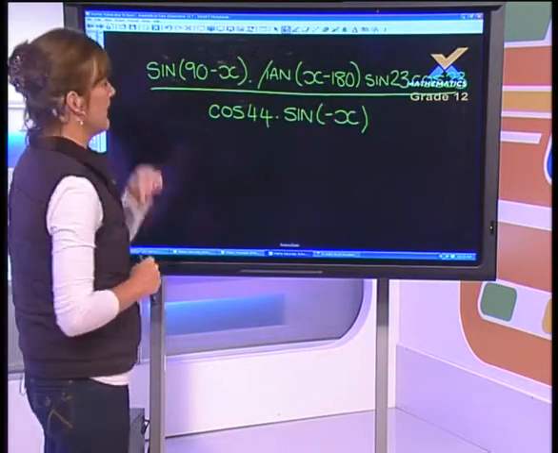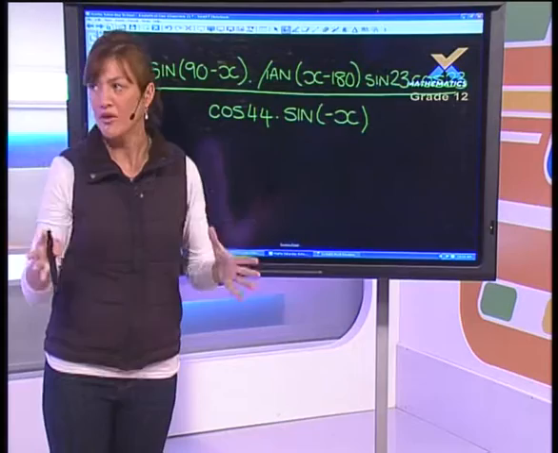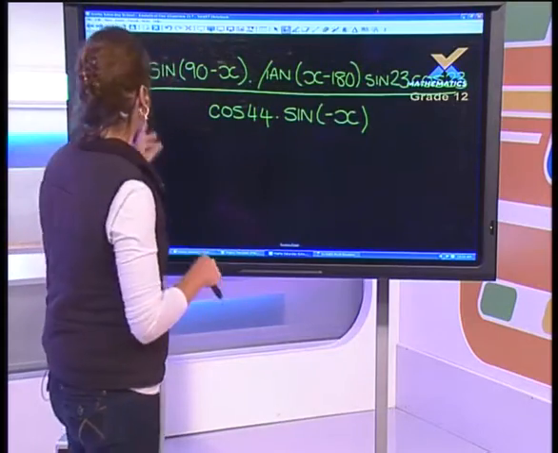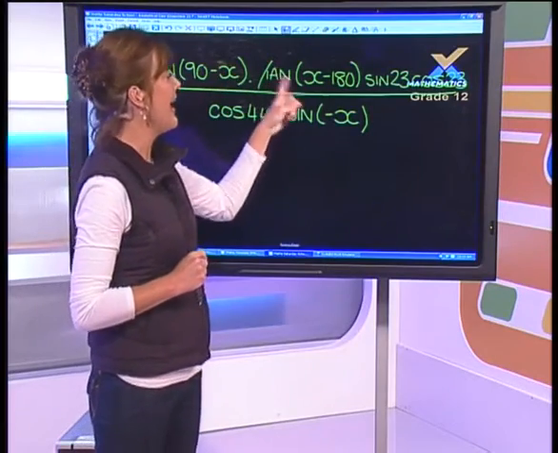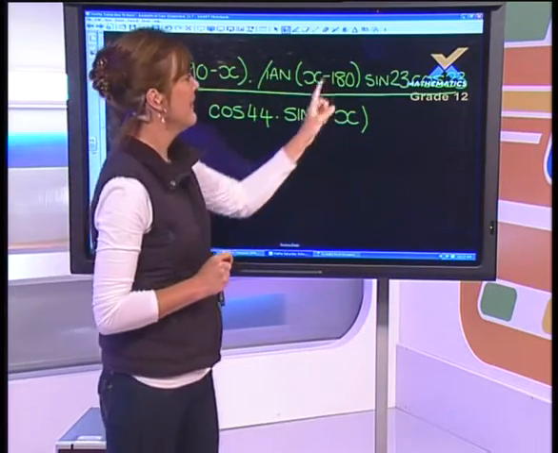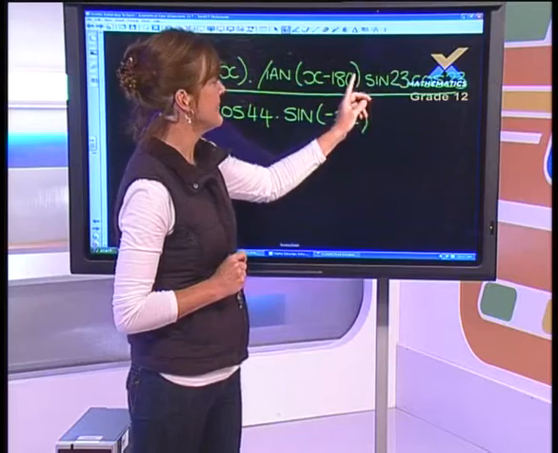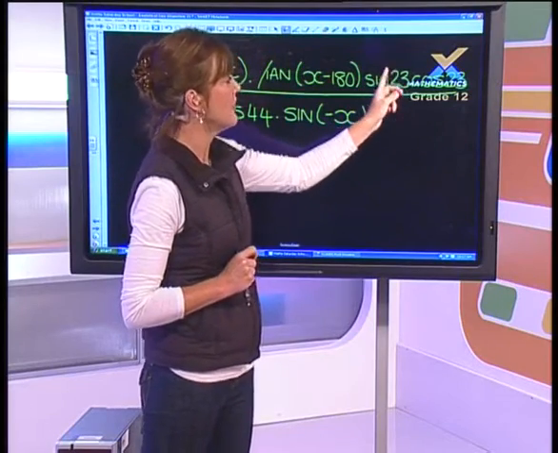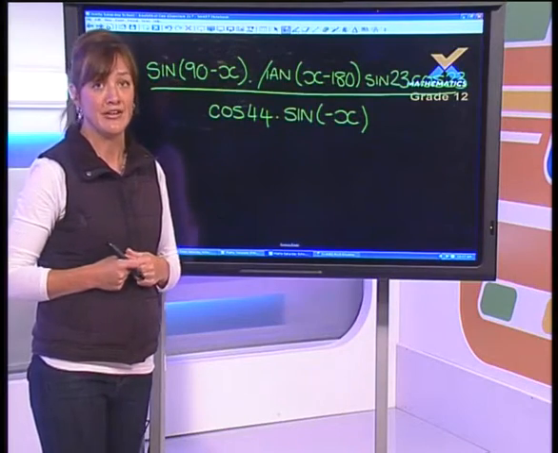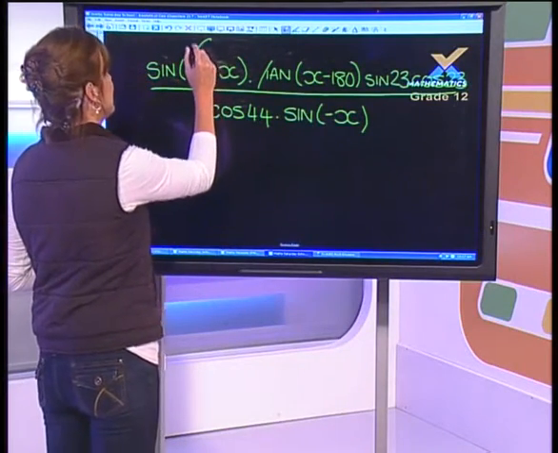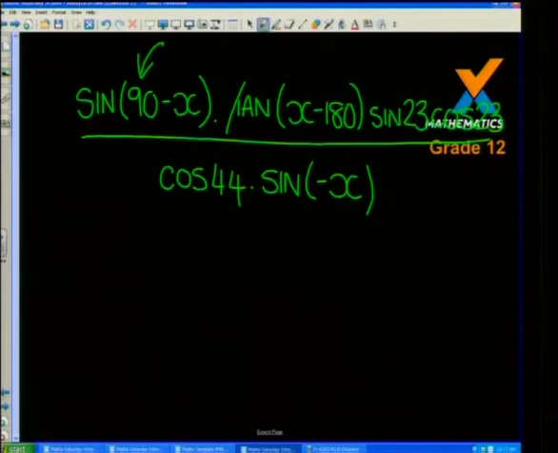Write this down, do it with me. It's worthwhile to actually go through the process. We've got sine of 90 minus x, multiplied by tan of x minus 180. This is over the logo, so I hope you can see it. Sine 23, cos 23, cos 44, and sine of negative x. Right, here is our first little area of concern.